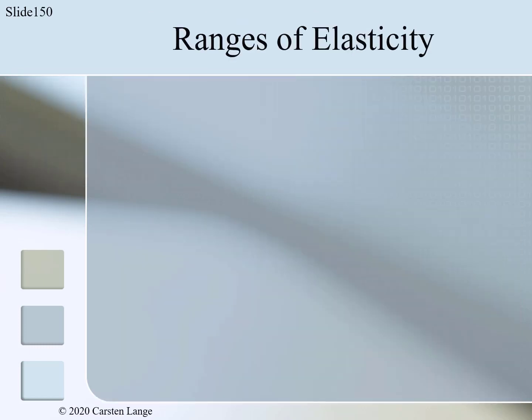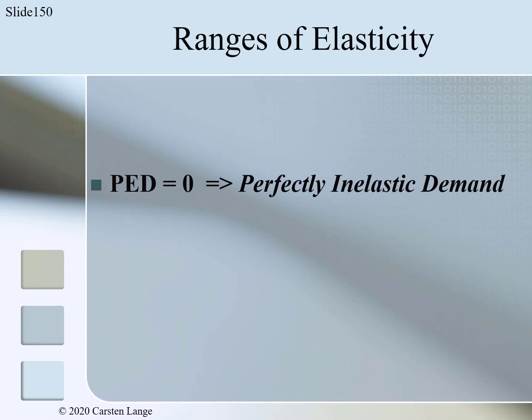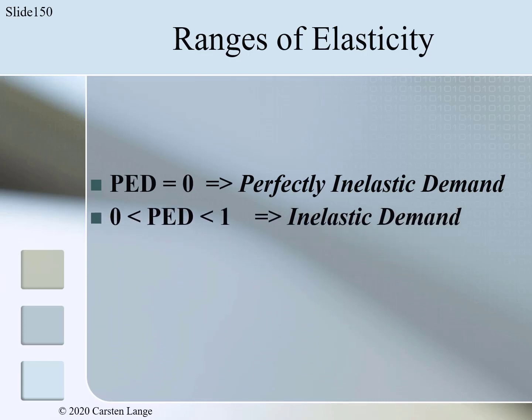After you learned how to calculate elasticity, I would like to talk with you about ranges of elasticity. The first one is not a range, it's actually a point. If the price elasticity of demand is 0, we call this perfectly inelastic demand. This means no matter how much the price increases, the demanded quantity will not respond at all. If price elasticity is between 0 and 1, we call this inelastic demand. And now we have to talk about what is meant by PED.